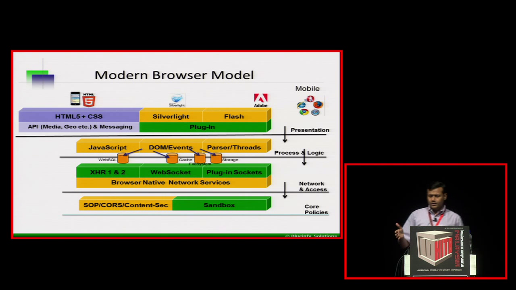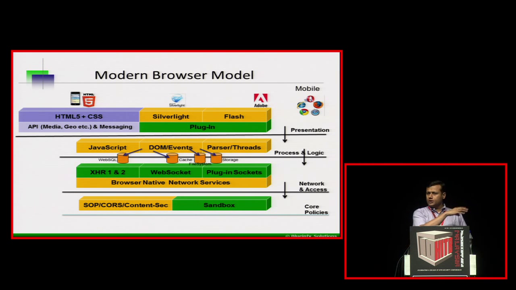So now what we have in a browser is something called web workers. Web workers allow you to spin up threads through JavaScript in your browser. We never had threads in our browser. Now we have very powerful threads in a browser which allow us to do background processing. And on top of it, you have HTML5 and CSS, which give you several different APIs, like media, geolocation, and so on.